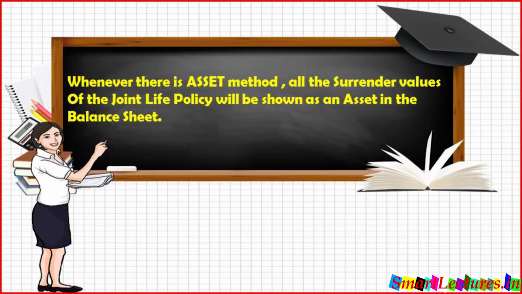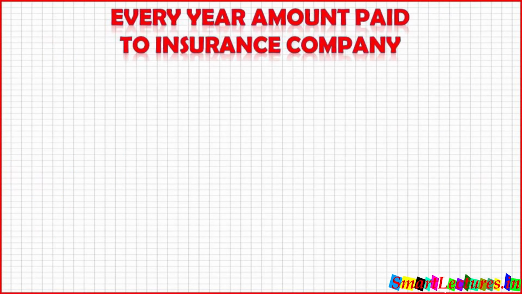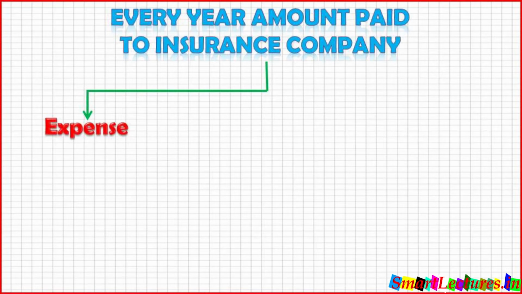So whenever there is the asset method, it means all the surrender values of the joint life policy will be shown as an asset in the balance sheet. And every year, the amount paid to the insurance company will be split into two parts. One part will be treated as an expense and the other part will be treated as an asset.